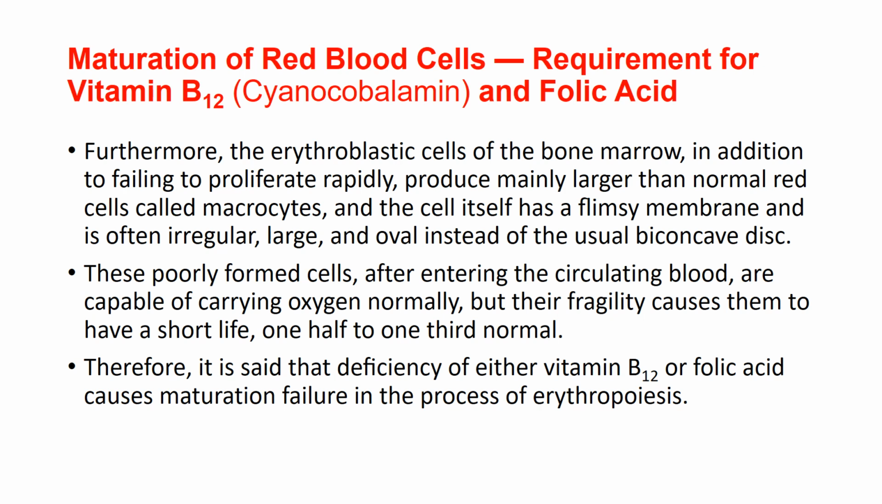Furthermore, the erythroblastic cells of the bone marrow, in addition to failing to proliferate rapidly, produce mainly larger than normal red cells called macrocytes, and the cell itself has a flimsy membrane and is often irregular, large, and oval instead of the usual biconcave disc. These poorly formed cells, after entering the circulating blood, are capable of carrying oxygen normally, but their fragility causes them to have a short life, one-half to one-third normal. Therefore, it is said that deficiency of either vitamin B12 or folic acid causes maturation failure in the process of erythropoiesis.